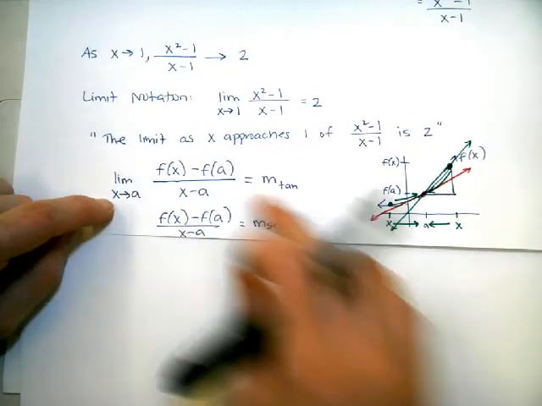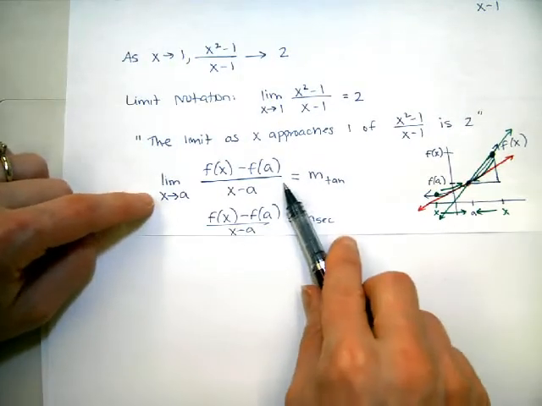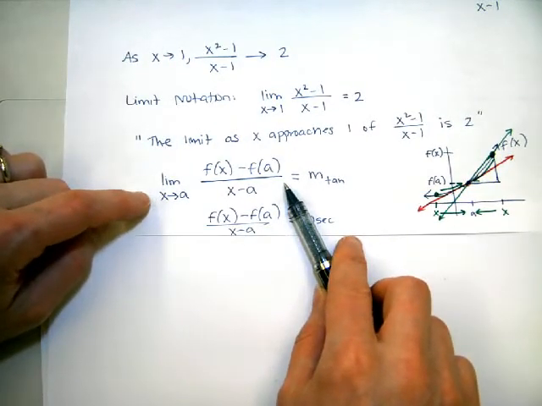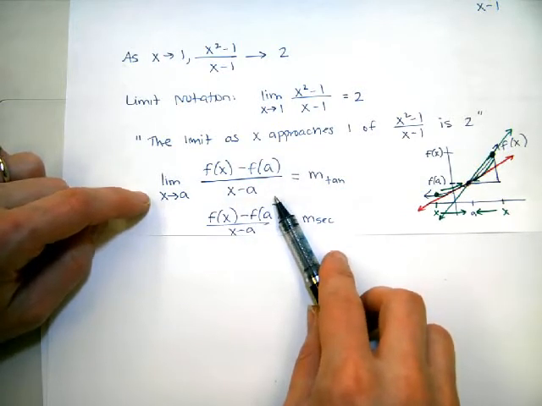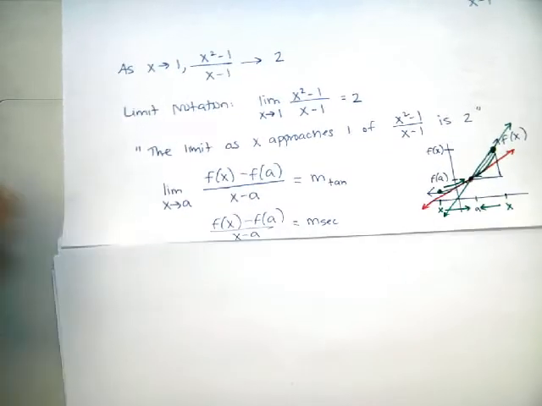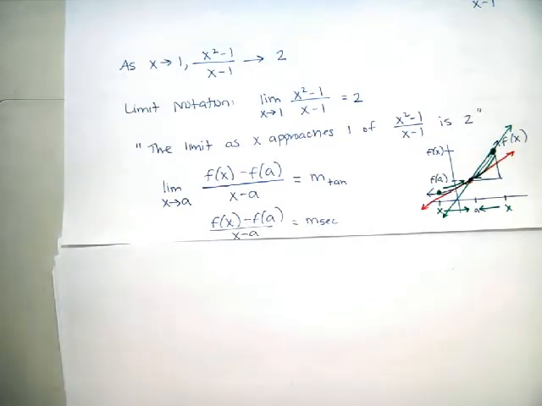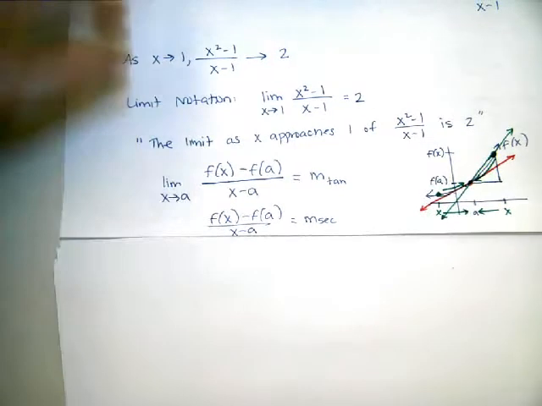Okay, but we need to explore this a little bit more. Because do you guys all see how if I were to just let x equal a in our m tangent equation, I would get 0 over 0 every time. No matter what a is, no matter what the f function is, I will always get this 0 over 0 situation. Okay, so we'll be exploring that indeterminate form a little bit more.